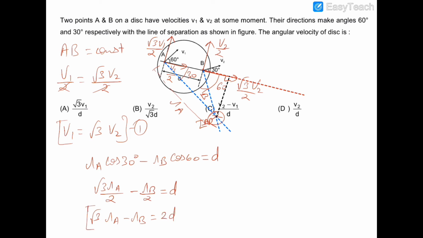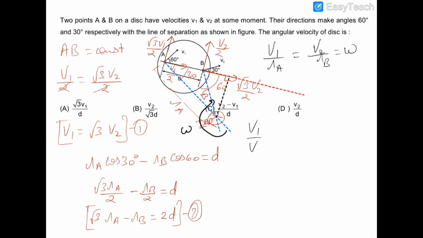Okay, so this is equation number 2. Now we all know that omega would also be the same. So if we assume that omega is this one, then V1 by RA should be equal to V2 by RB, and should be equal to omega. So V1 by V2 should be equal to RA by RB, and V1 by V2 is equal to root 3 by equation number 1. So this is root 3.